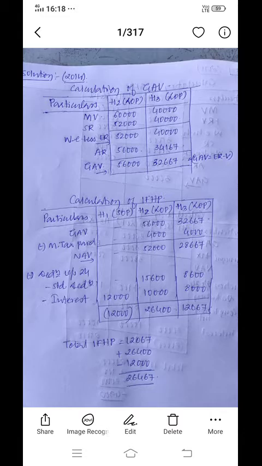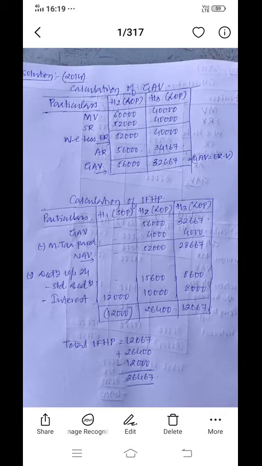Okay, H1, because it is SOP, GAV will always be nil, which we have already taken, that is nil. H2, GAV is 56,000. H3, GAV is 32,667. Fine.